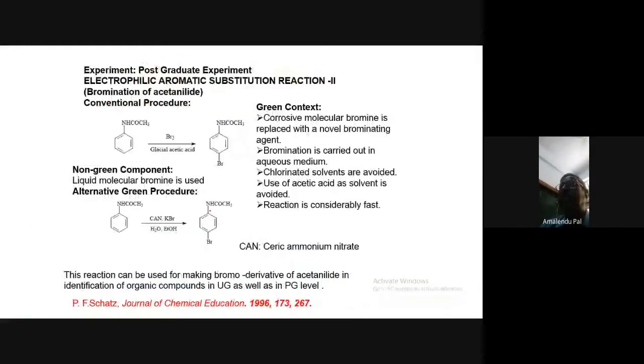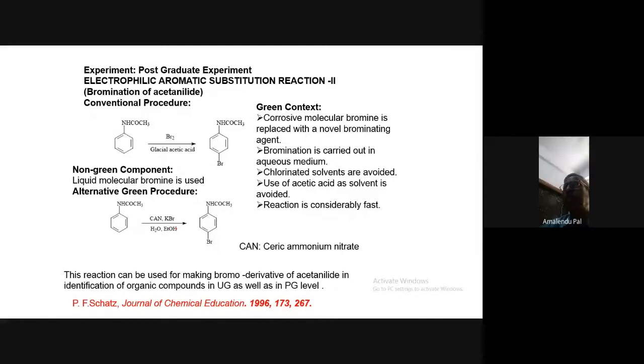Another example I have put here is also an electrophilic aromatic substitution reaction, the bromination of acetanilide. Here we mostly use bromine, but as I told you, bromine is very toxic and corrosive. Here liquid molecular bromine is used, and we have to avoid that. That's why we introduce an alternative green procedure: ceric ammonium nitrate, potassium bromide, water, and ethanol. The solvent is also greener, and no bromine is used.